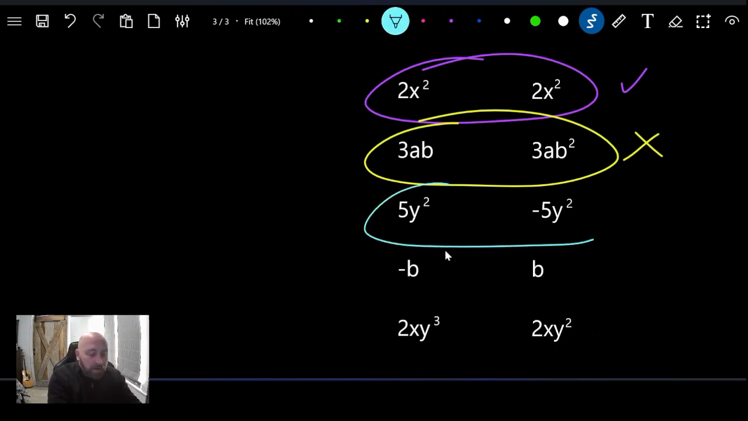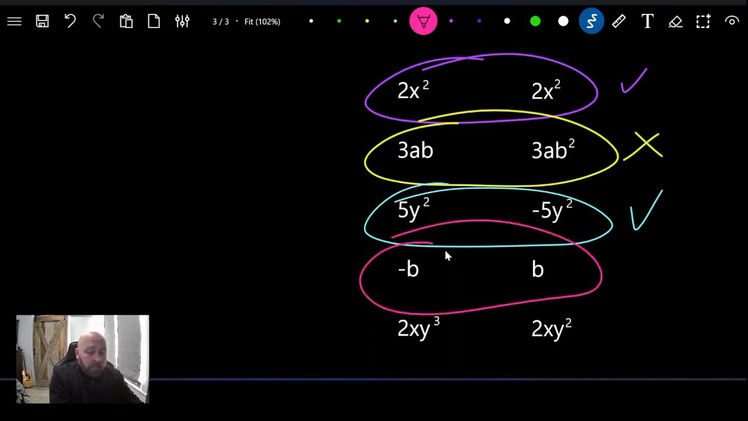5y squared and negative 5y squared. Are those like terms? Yes, those are like terms. Why are they like terms? Because the y is the same and the squared is the same. The exponent is the same. Very good.